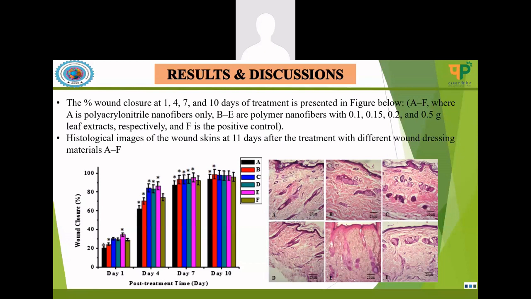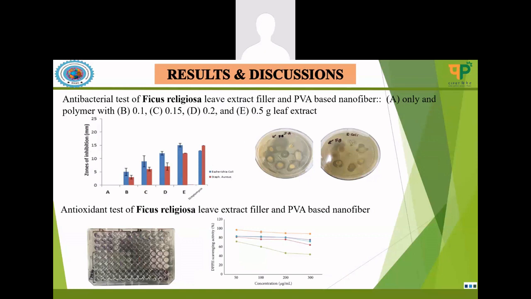The images of groups A to E showed a concentration dependent healing process, as group E showed the best wound healing ability with complete regeneration as well as an almost completely healed wound, and an almost intact arrangement of the fibers in the dermis has been observed. As the concentration of the leaf extract content in the nanofiber increases, there is a corresponding increase in the percentage of wound closure.